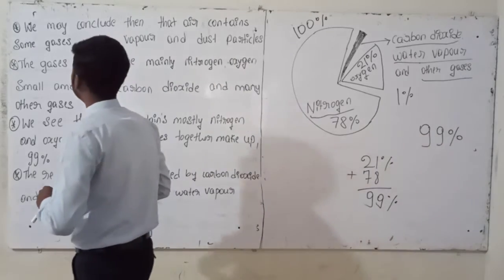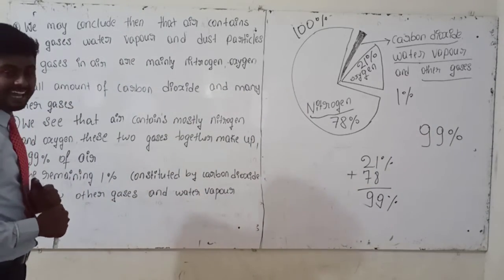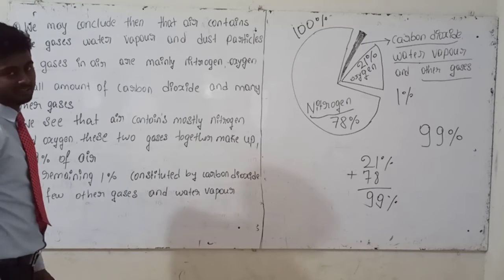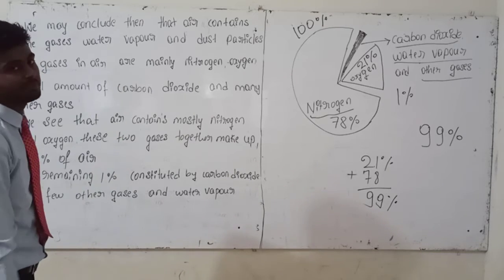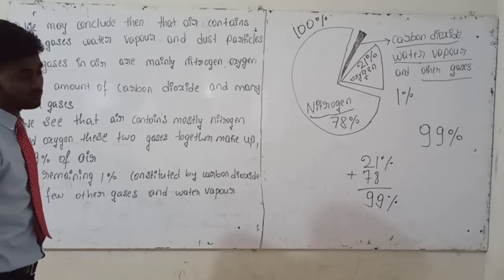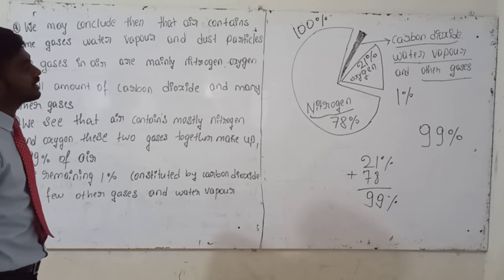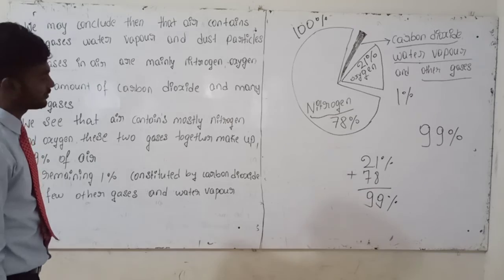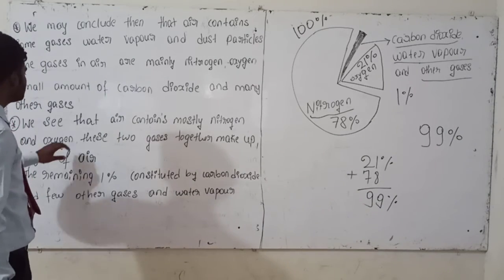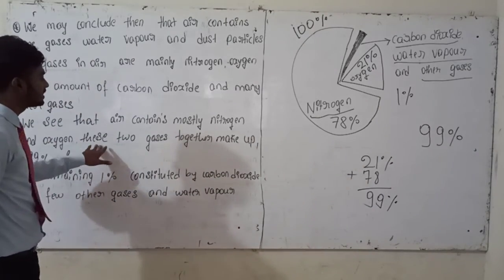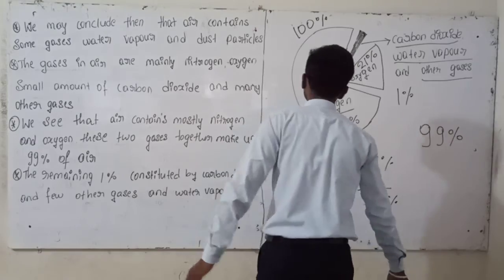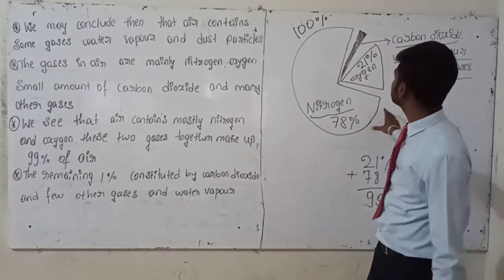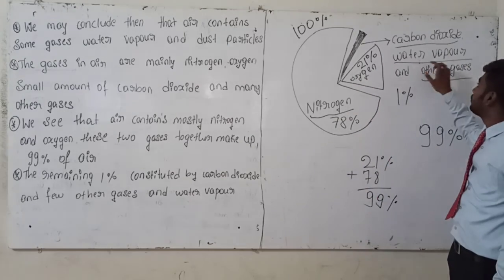So totally we conclude that air contains some gases, water vapors, and dust particles. Oxygen is present at 21% in the atmosphere, nitrogen at 78%, and carbon dioxide, water vapors, and other gases at 1%. All of you understand? Air contains mostly nitrogen and oxygen; these two gases together make up 99% of air. The remaining 1% is carbon dioxide, water vapors, and other gases.